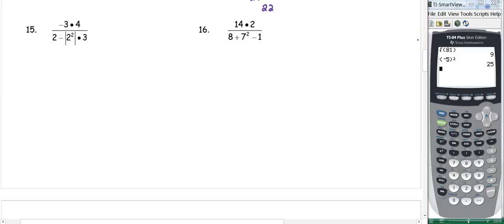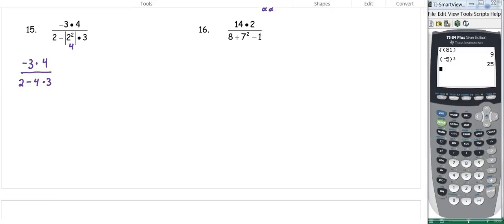Number 15. This one has a fraction bar, which is still treated the same way with order of operations. We just might have to reduce a fraction later on. So first I see no parentheses, but I do see an absolute value, so I need to do that first. So 2 squared is 4. What's the absolute value of 4? Is just positive 4 still. So negative 3 times 4 over 2 minus 4 times 3.